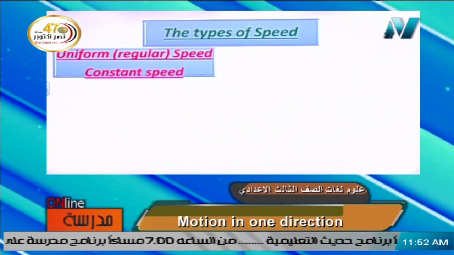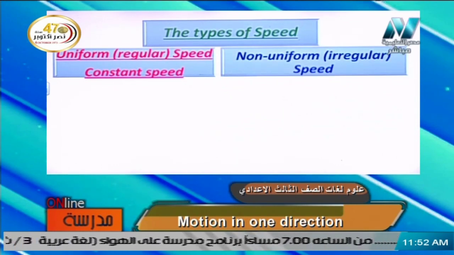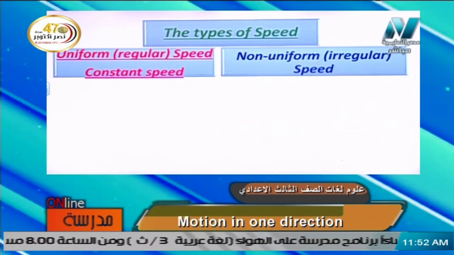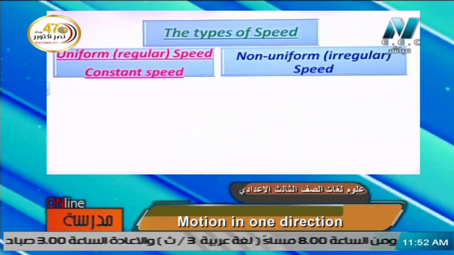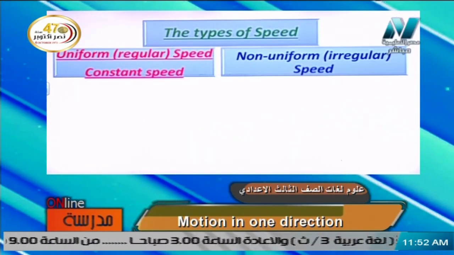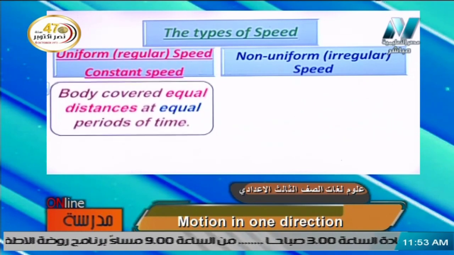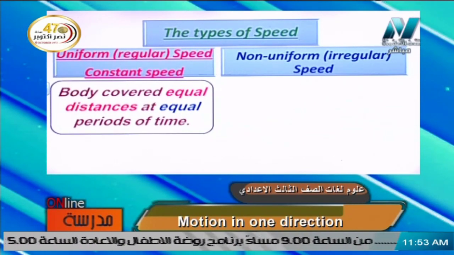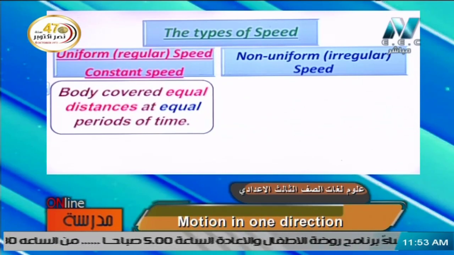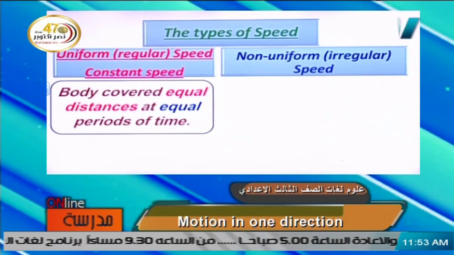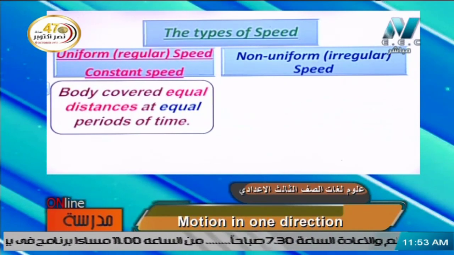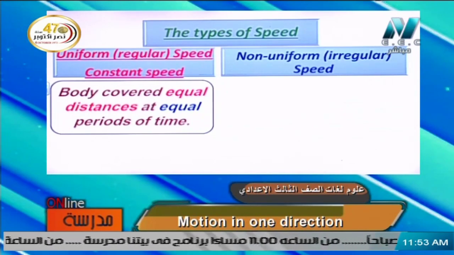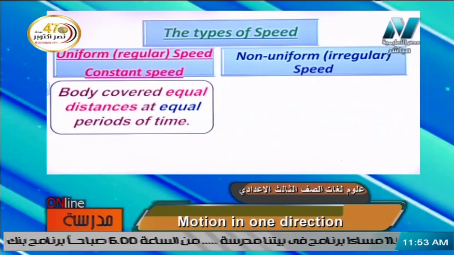Another type of speed is called non-uniform speed or irregular speed. Not constant, changeable. So a body that covers equal distances in equal periods of time, or time intervals, is moving at uniform or regular speed, or constant speed.